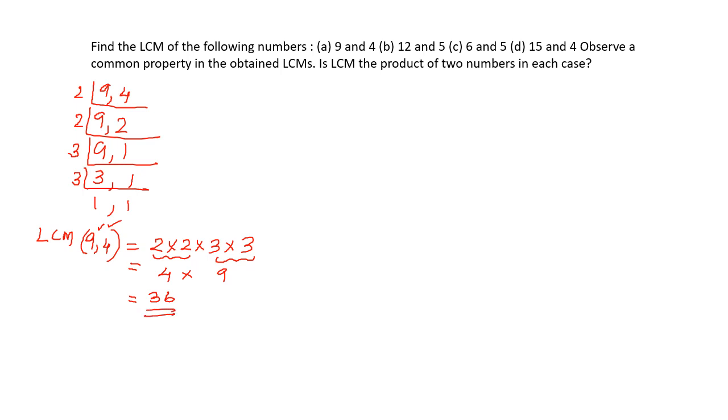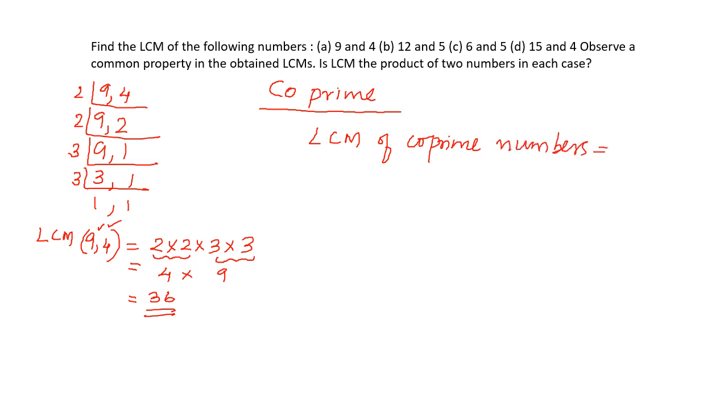Understood? So did we have to do all these things? When you find that two numbers have no common factors, we call them co-prime numbers. When they have no common factors other than 1, they are known as co-prime numbers. That is, when two numbers are co-prime, then the LCM of co-prime numbers will be equal to the product of the numbers.